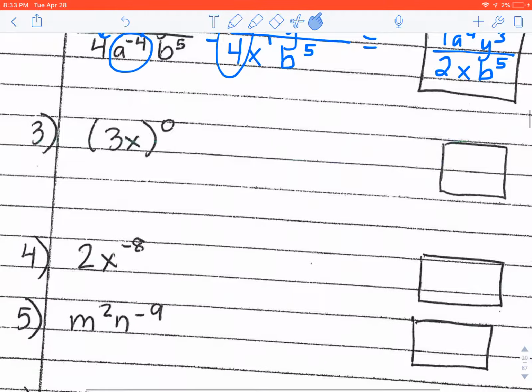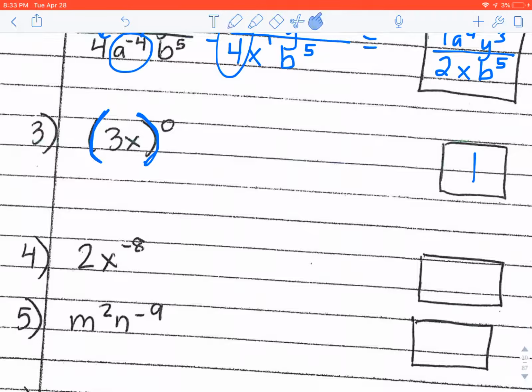Okay, number 3. This one's a little bit different than number 1 because now the entire term is in parentheses. So that entire term is raised to the 0 power, so that whole answer is 1.